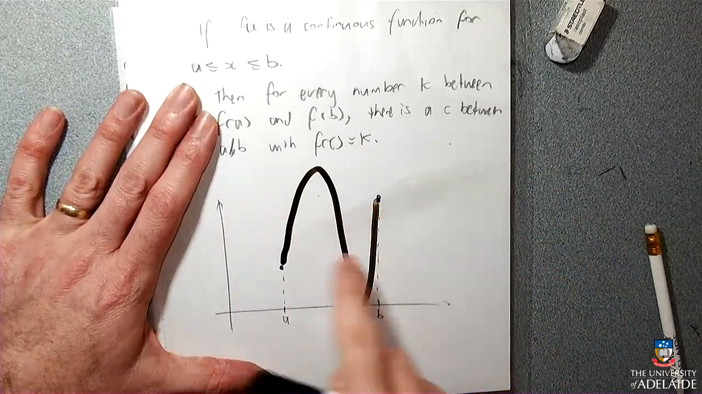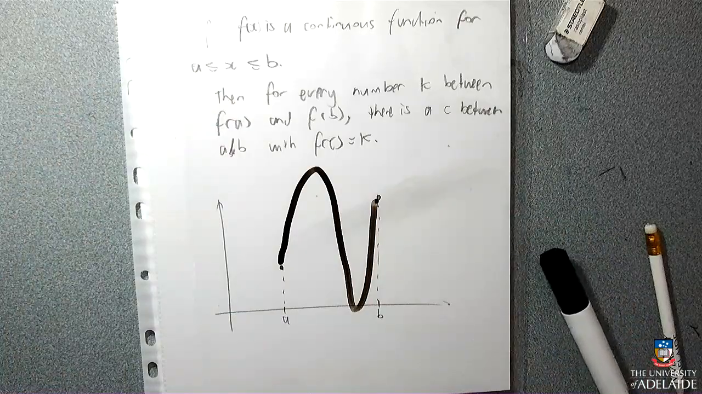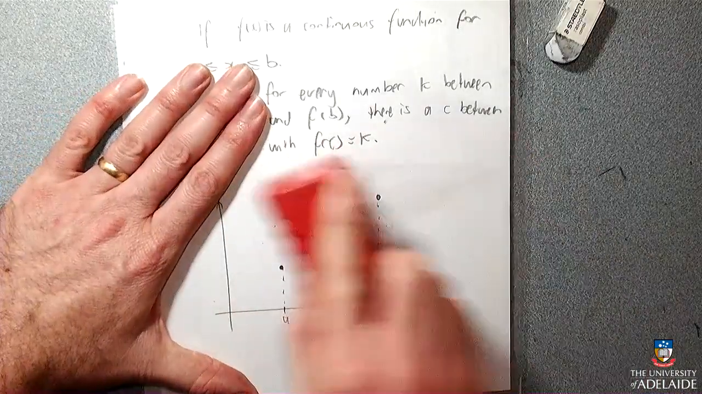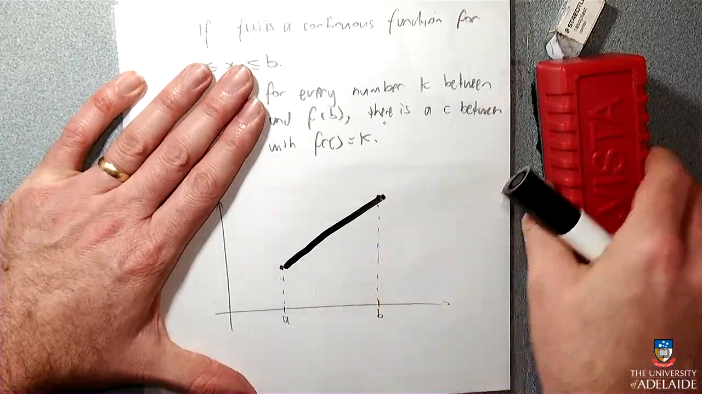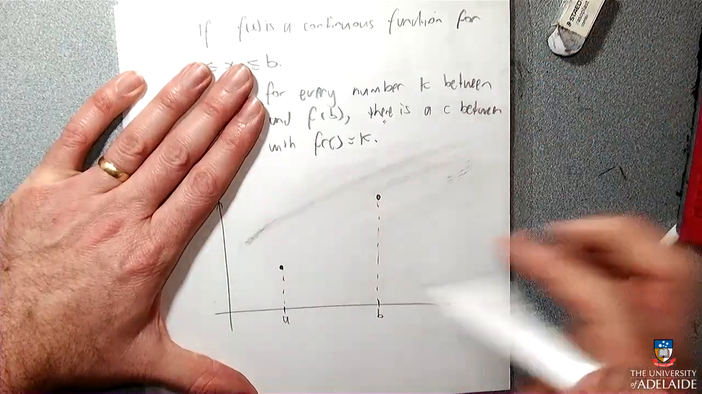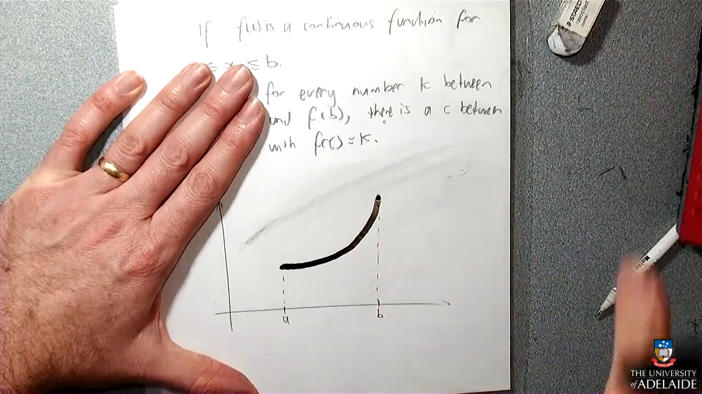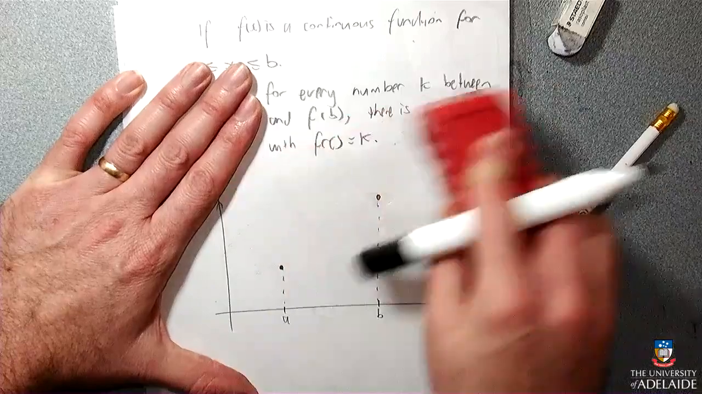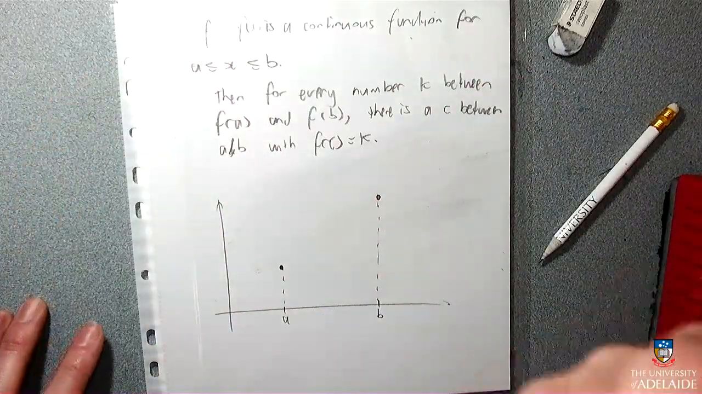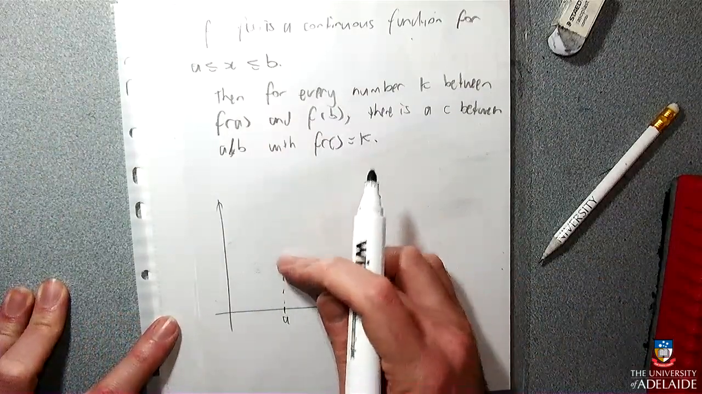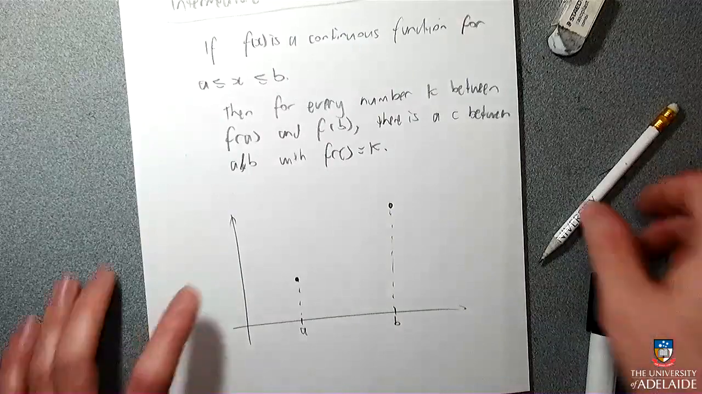Every height between here and here is covered at least once, no matter how I draw that function. I could draw a perfectly good straight line and that would do it too. I could do something like this and that would do it too. No matter how I drew the function between here and here, if it had to be continuous, which means I'm not allowed to take my pen off the page, it must pass through every height between here and here. That is what the intermediate value theorem says.